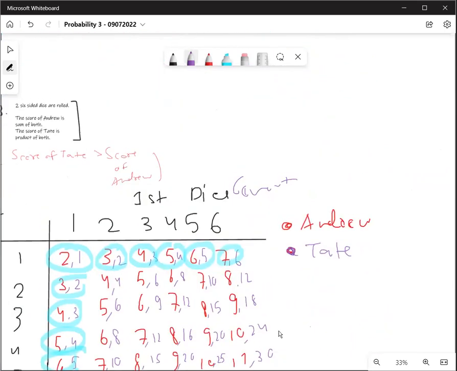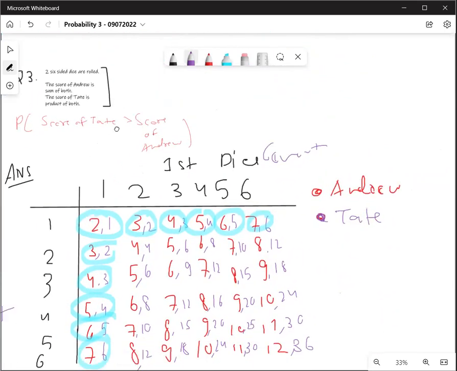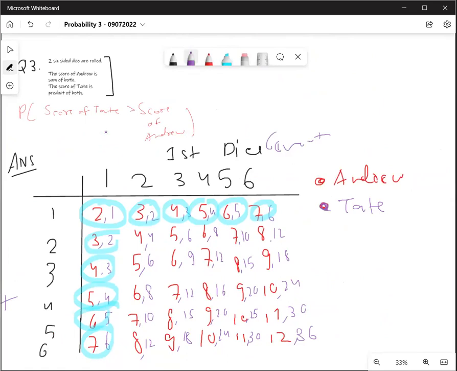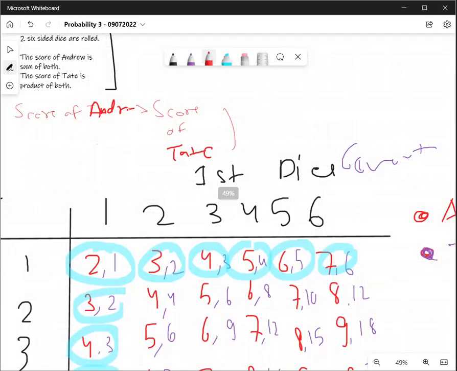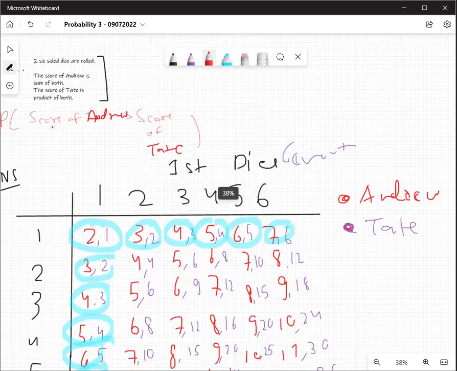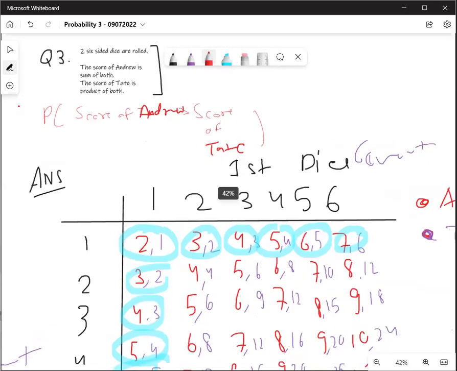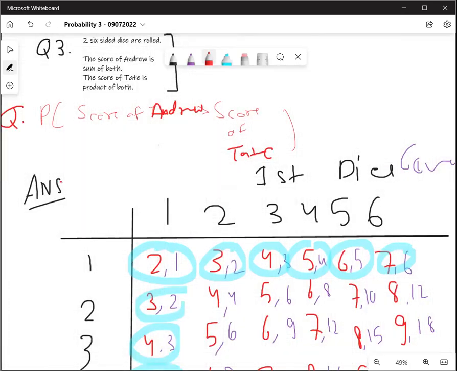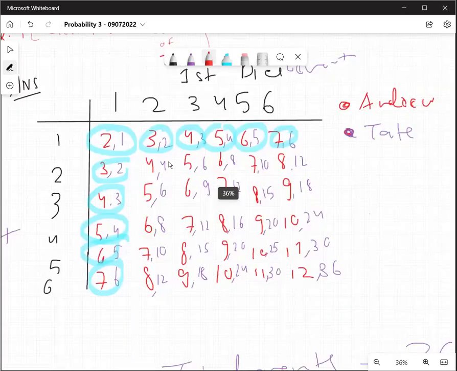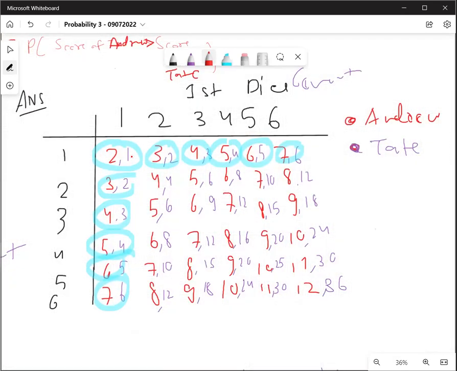And how many favorable events do we have? Where score of Tate... Oh, actually, we did it the opposite way. No, that's wrong. We were supposed to find the score of... Okay, just a second. Let's switch the question. Is that clear? Now, Manvi, read the question. Can you see the question right here? Score of Andrew greater than score of Tate. Yes. We did the right thing, right? I switched the question just now.